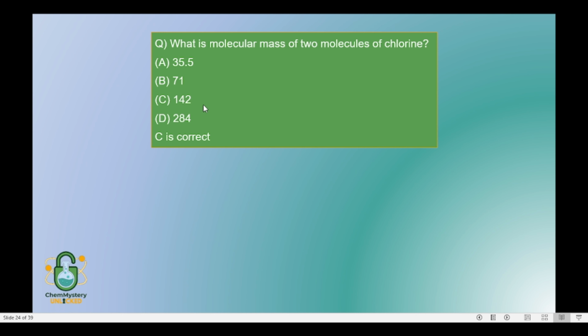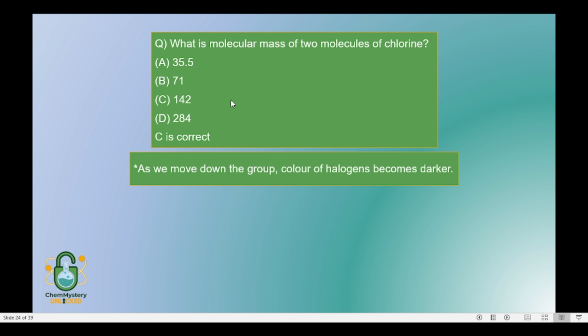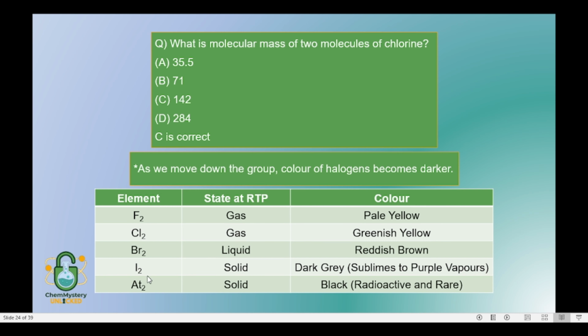Now look at this. Group 7 elements. These are the states. As we saw one point earlier, the state changes from gas to liquid to solid. So, state at RTP. What is RTP? RTP is room temperature. The state at RTP of fluorine is gas, and chlorine is gas as well. Bromine's state at RTP is liquid, iodine's state at RTP is solid, and astatine's state at RTP is solid as well.